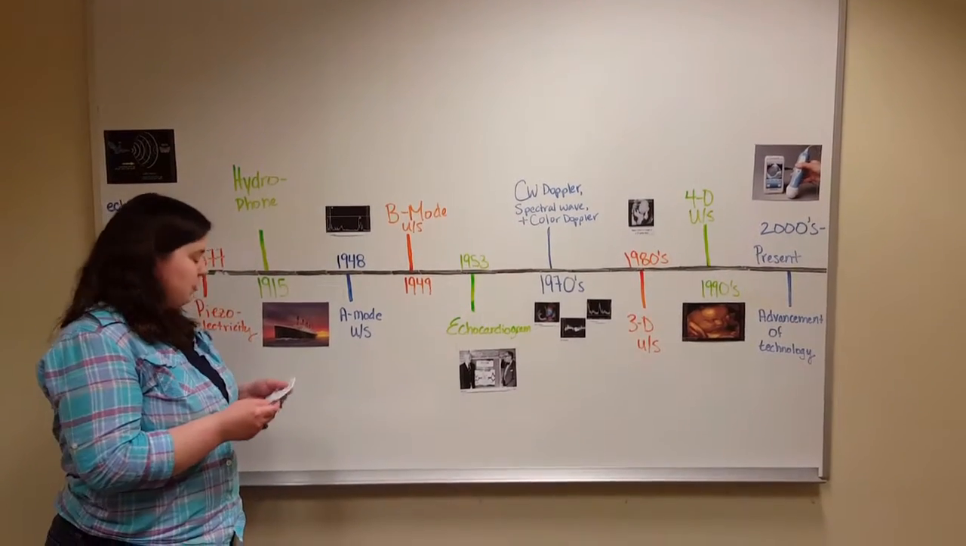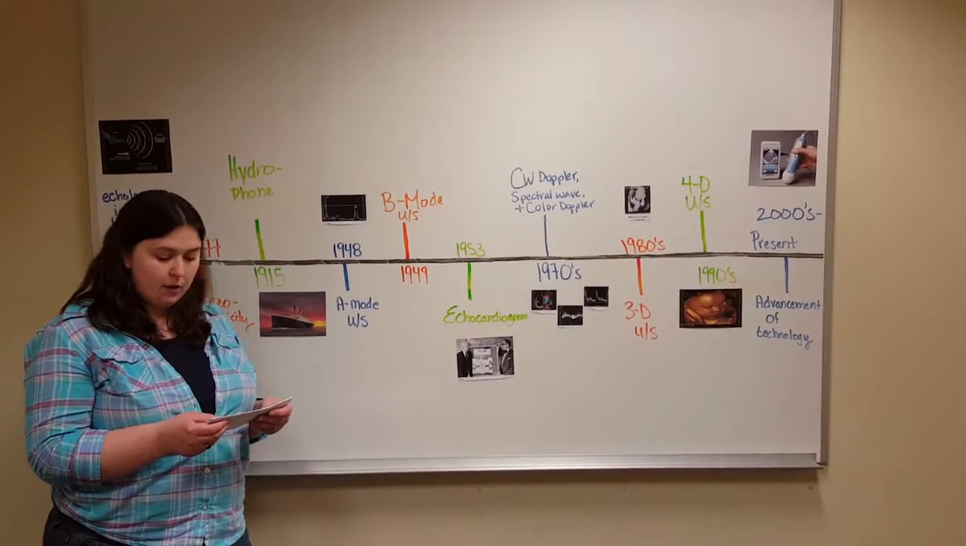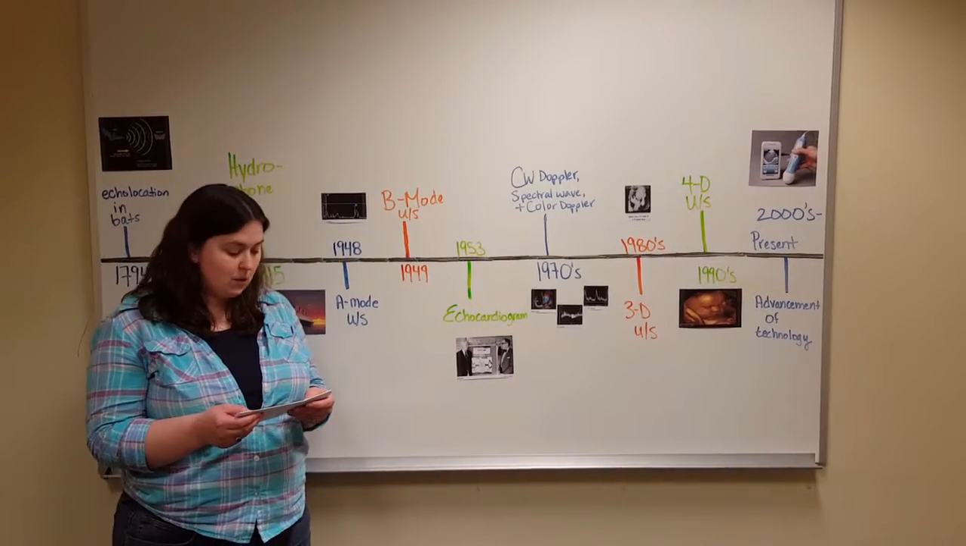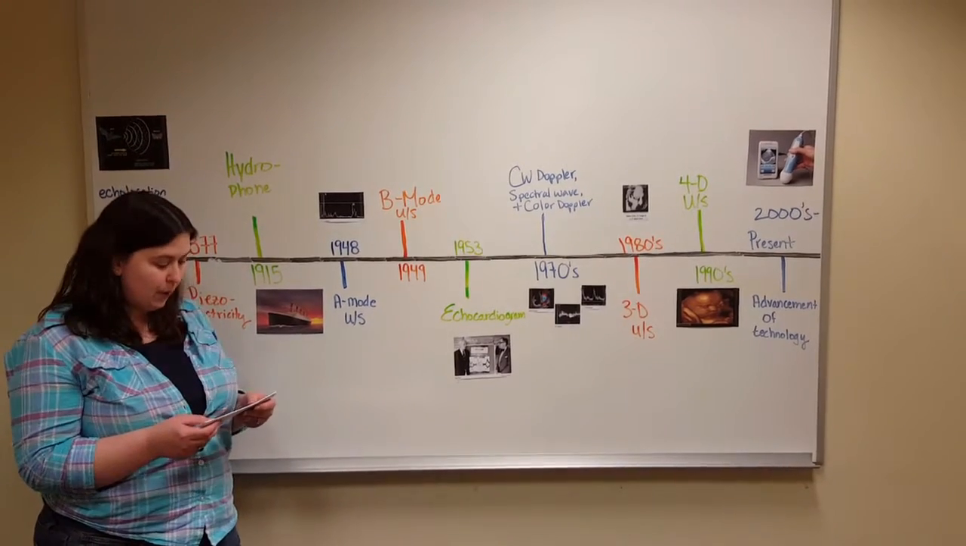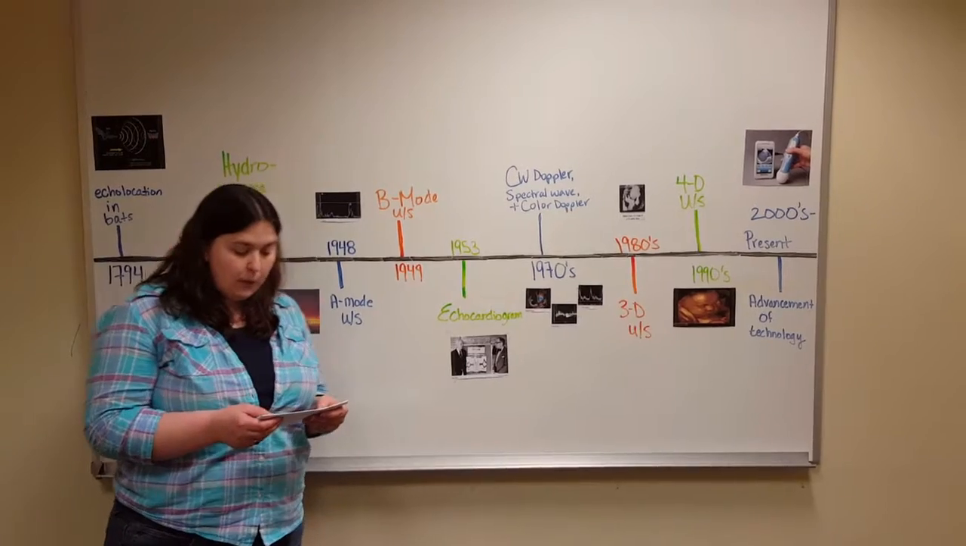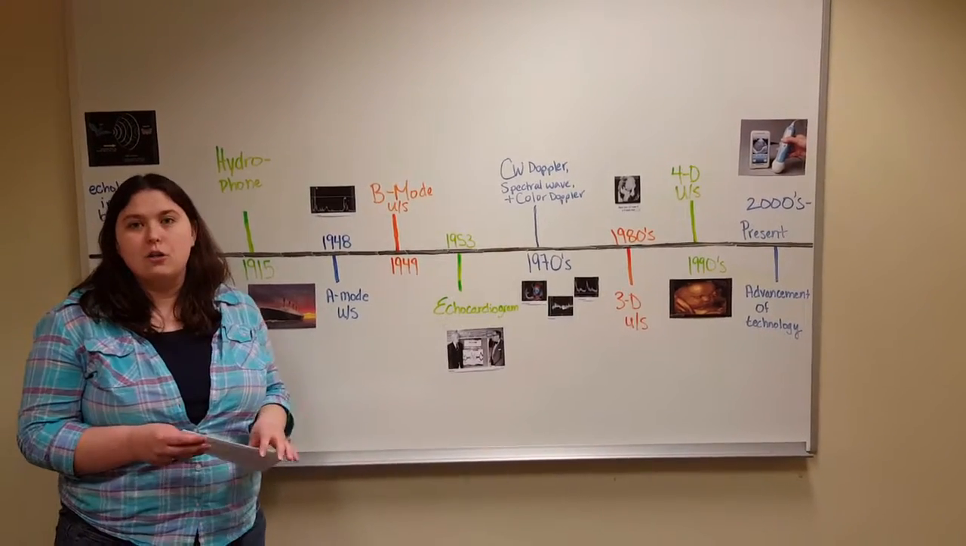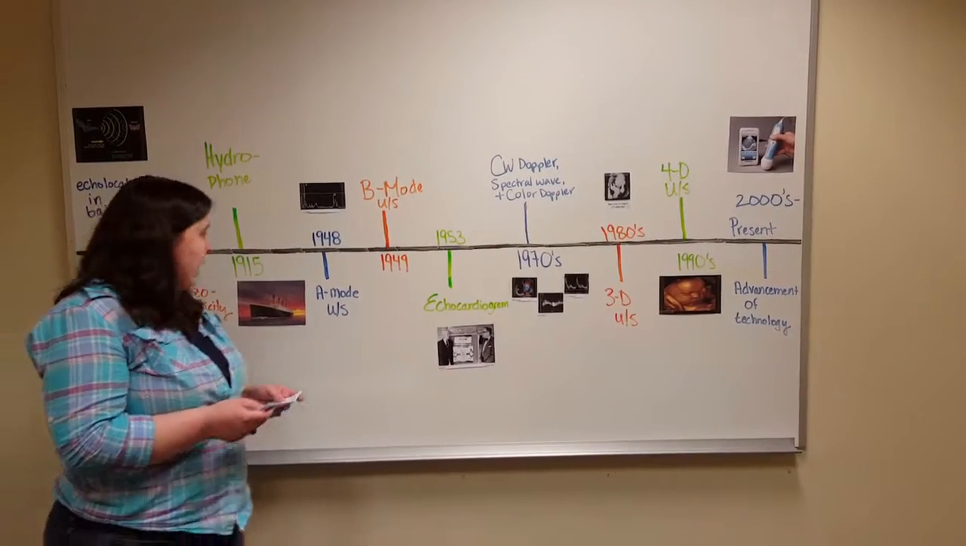In 1942, neurologist Karl Dussik, first to use sonography for medical diagnosis, used ultrasound through the human skull to attempt to detect brain tumors. And then in 1948, Dr. George Ludwig developed the A-mode ultrasound equipment and used it to detect gallstones in the gallbladder.